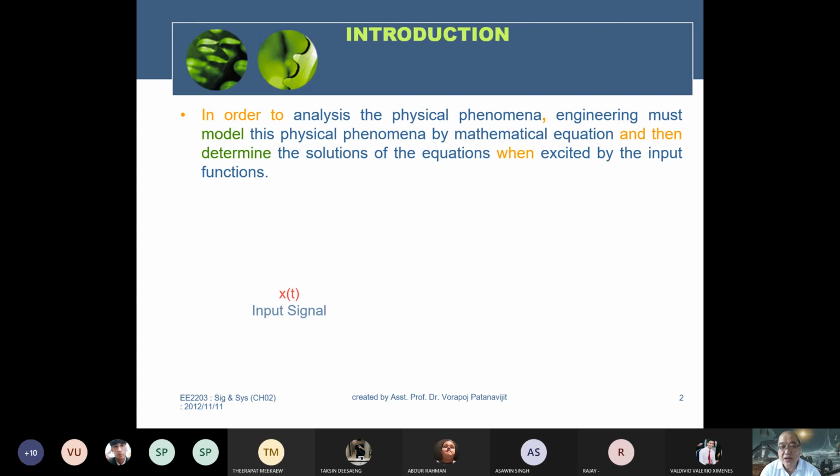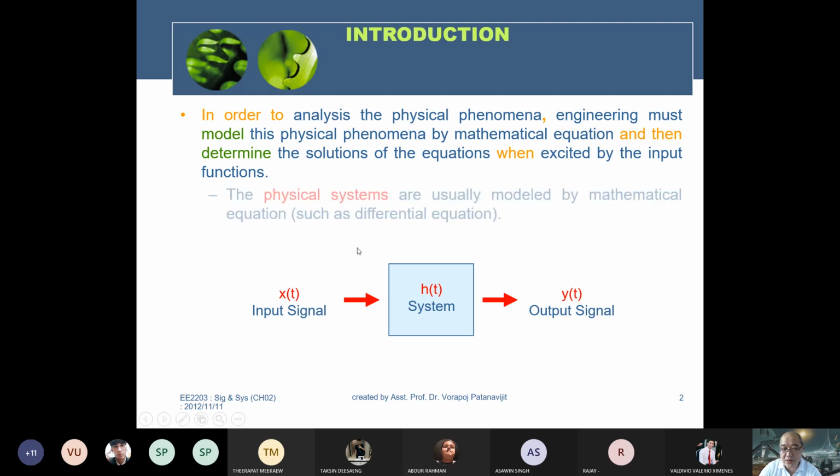In order to analyze physical phenomena, the engineer must model these physical phenomena by mathematical equations and then determine the solution of this equation when excited by the input function. The physical system is usually modeled by a mathematical equation such as the differential equation.